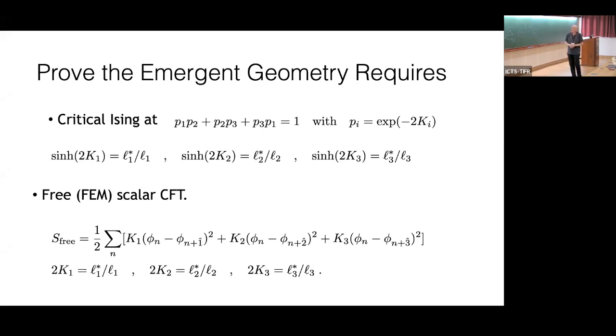This is the answer. The coupling constants, K1, K2, K3, on the critical surface are the ratio of this length and the dual length that I described before. Exactly the same geometry, but it's not the same. This is the free theory. So the free theory, this is finite elements, okay? This is the non-perturbative, strong coupling geometry of the Ising model, okay?